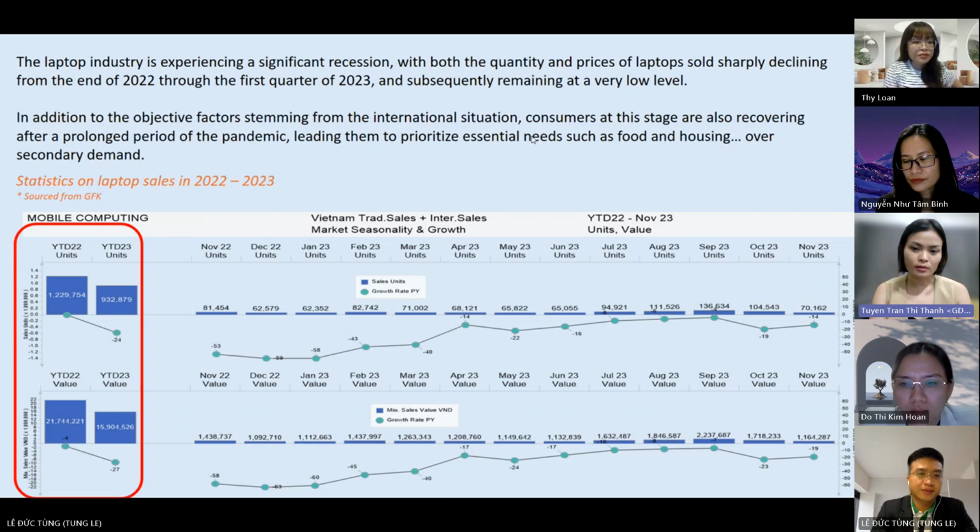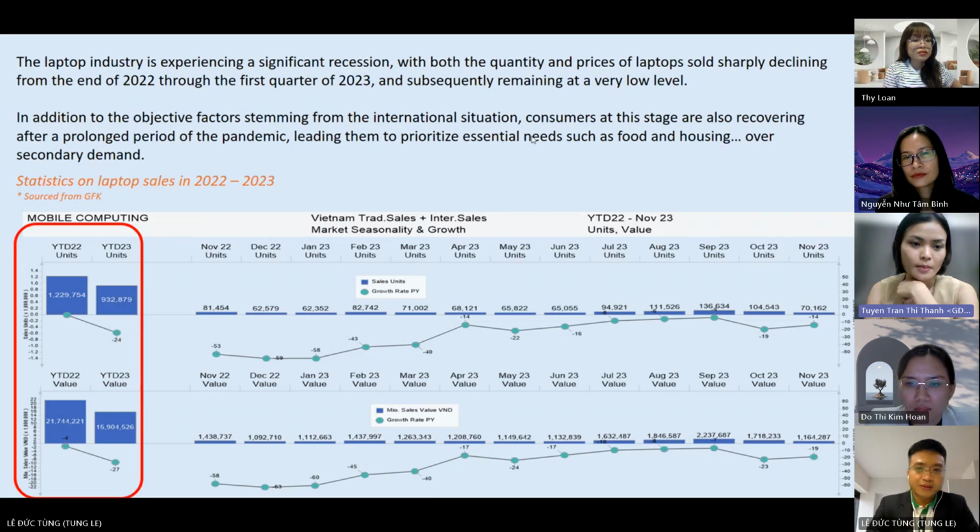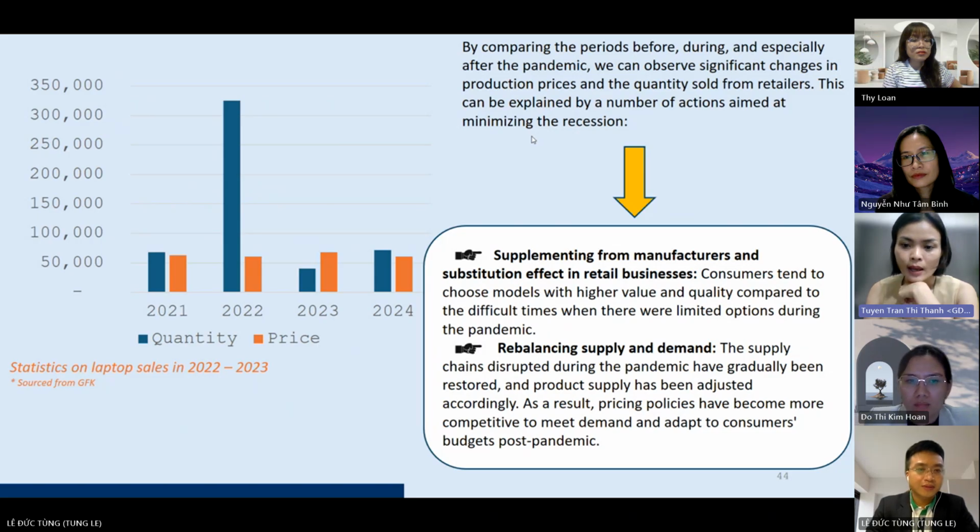And in the next slide, when we put quantity and selling price together. So Tung, please help me go to, yeah, thank you. And so when we put quantity and selling price together, by comparing the period before, during, and especially after the pandemic, we can observe significant change in production price and the quantity shipped from retailers in Vietnam. And they can be explained by a number of actions in minimizing the recession.